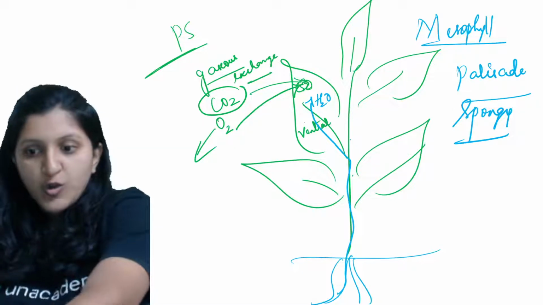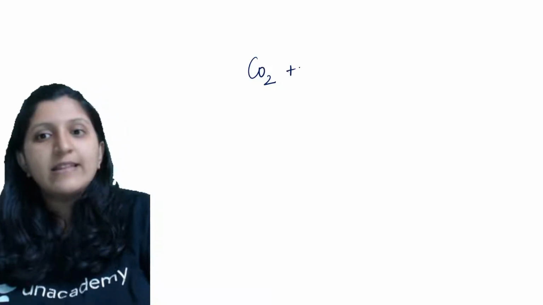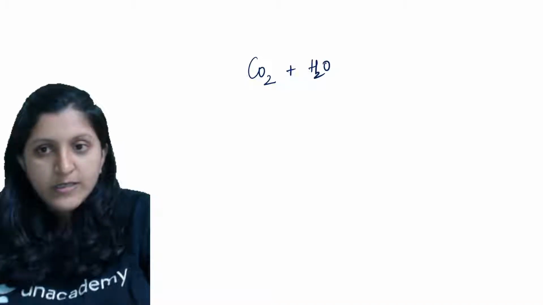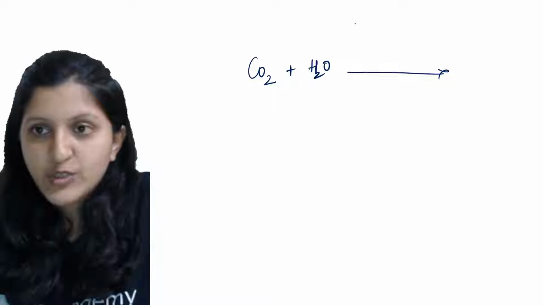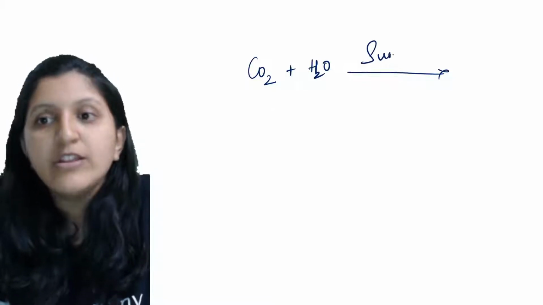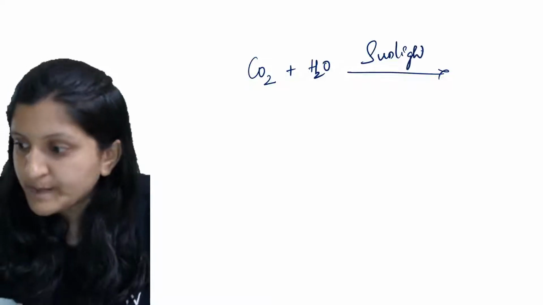So these are the two raw materials that are required. Carbon dioxide is coming from the atmosphere and is taken in through the stomata. Then there is the requirement of water, in the presence of sunlight. So basically, sunlight, the photons, are absorbed by the chlorophyll.